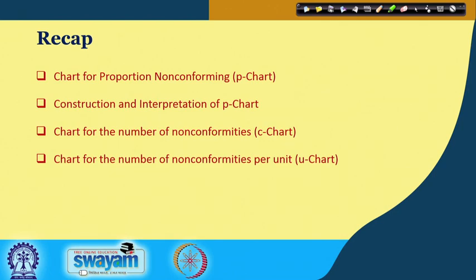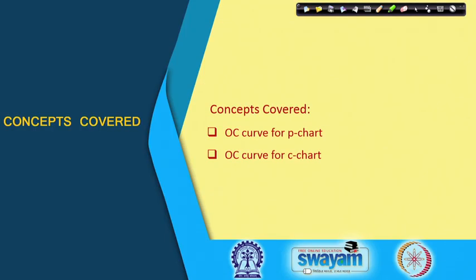So we will try to discuss the chart for proportion non-conforming, P chart, construction and interpretation. We have done this P chart, chart for the number of non-conforming, C chart and U chart. So typically we have talked about three different categories of chart: P chart, also NP chart, you can add, C chart and U chart. We have seen with the illustrative example in the last lecture how these charts can be constructed and interpreted. Now in this particular lecture we will focus on OC curve for P chart and OC curve for C chart.